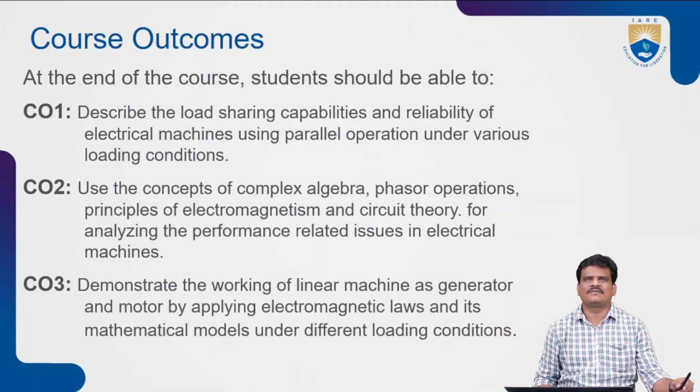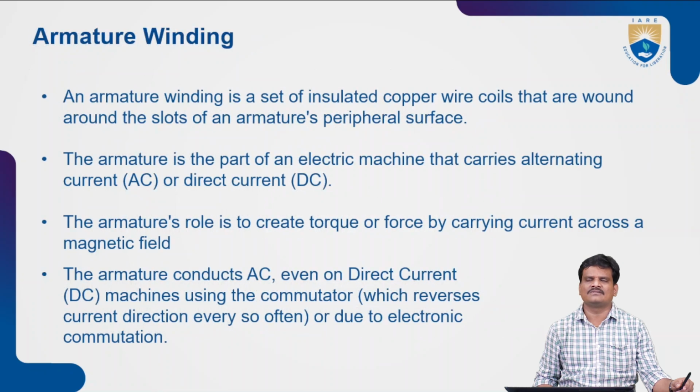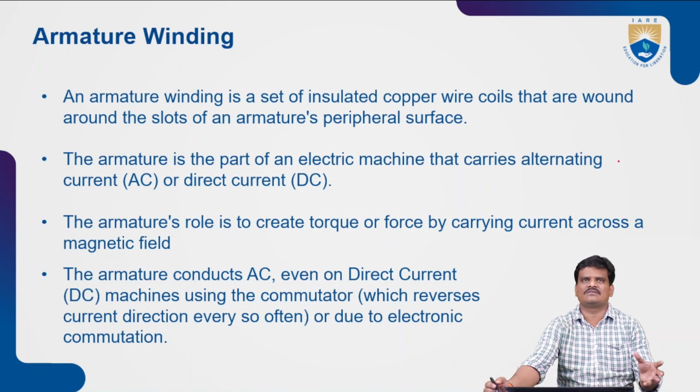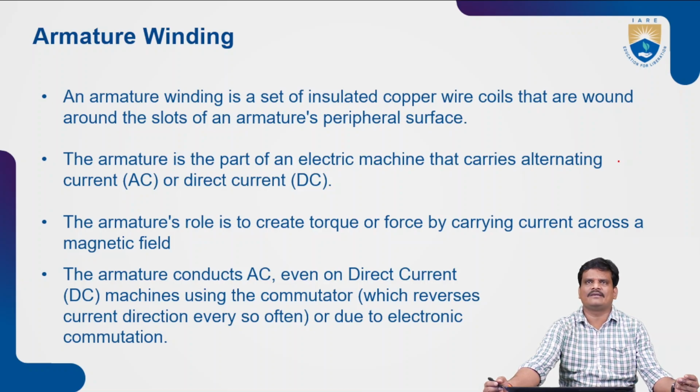Our main topic is armature winding. Before going to discuss the different types of armature windings, I would like to explain what an armature winding is in a brief view. An armature winding is a set of insulated copper coils that are wound around the slots of an armature peripheral surface.